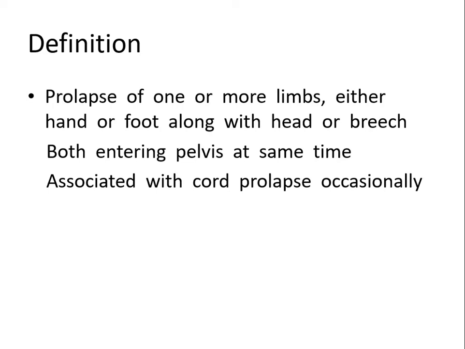Why? Because there is more gap at the brim of the pelvis. Why? Because the presenting part is not fitting well into the pelvis. If the presenting part is not fitting well and a gap is there, naturally cord can come out, or the hand can come out, or the foot can come out, isn't it? So, in all the conditions where the fetal presenting part is not fitting well into the cervix, into the brim, then we see this condition. So, the incidence is not very high.